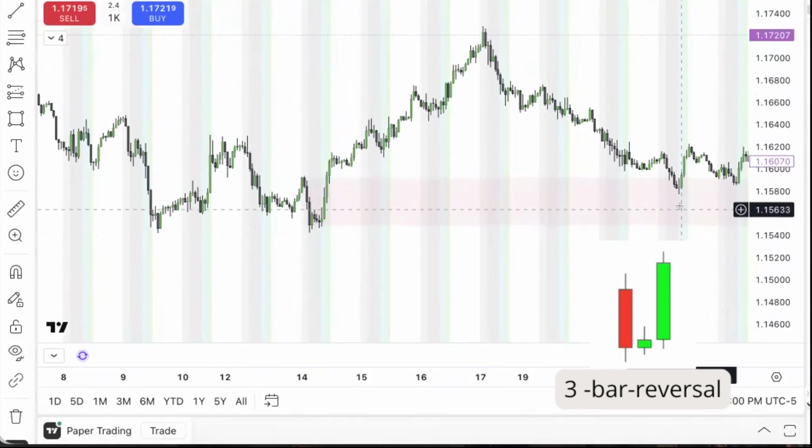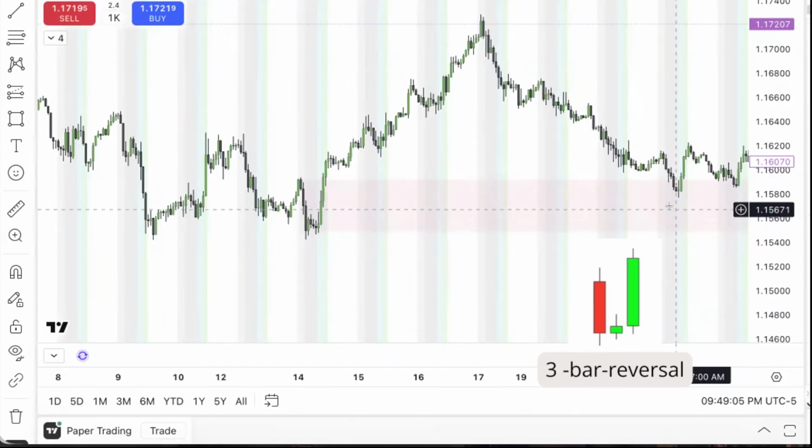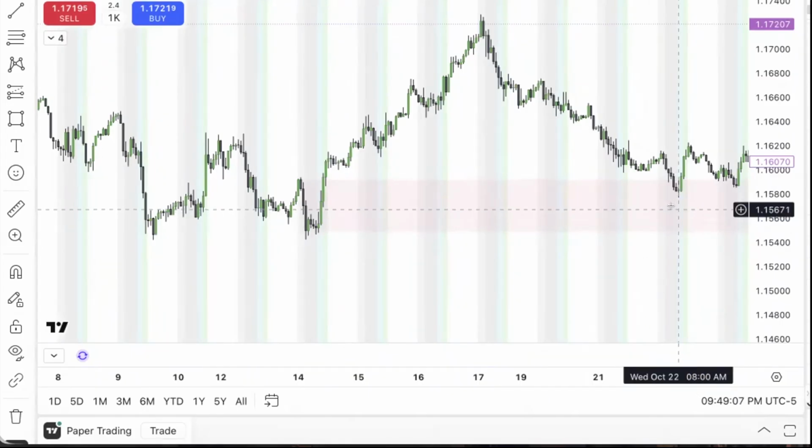Price did eventually tap back down into this zone, and once it taps here, then you would enter after a 3-bar reversal, and we see that we have one here. There's our push down at 7 a.m. Here's our candle of indecision at 8 a.m. and our strong push in the opposite direction at 9 a.m.